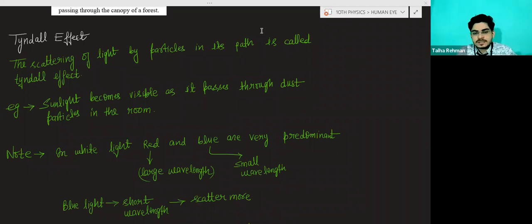Okay, now we will discuss why the sky is blue. Basically, the reason behind the sky being blue is the scattering of light. So what happens? Light comes from the sun, and in that light, we know from the dispersion of light, there are 7 colors.